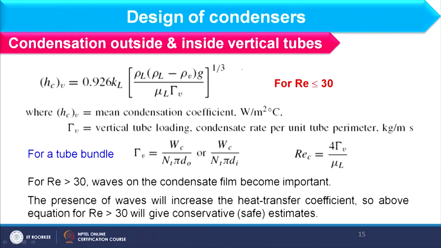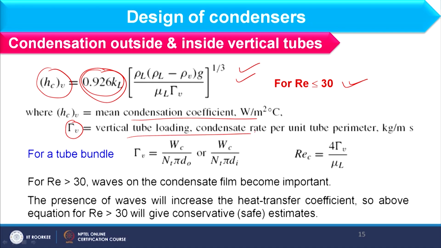So, here I have an empirical correlation which is applicable for vertical tube rows, okay. The expression is 0.926 times different properties, and it is applicable for Reynolds number less than 30, okay, where HCV is the mean condensate coefficient and gamma V is the vertical tube loading per unit periphery of the tube, okay.